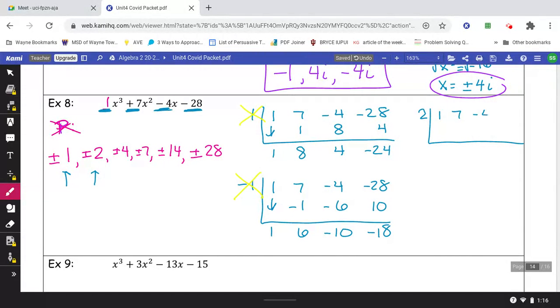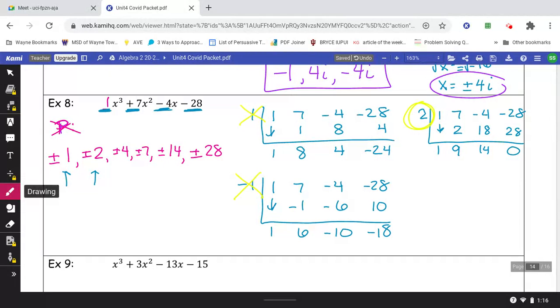1, 7, -4, and -28, always using those same numbers. Drop that down, multiply, add, 7 plus 2 is 9. Multiply the outside number 2 times the bottom 9 to get 18. Add the inside numbers to get 14. Multiply 2 times 14 to get 28, and add -28 and +28 to get 0. Finally, we've come to an answer. 2 is one of our answers.